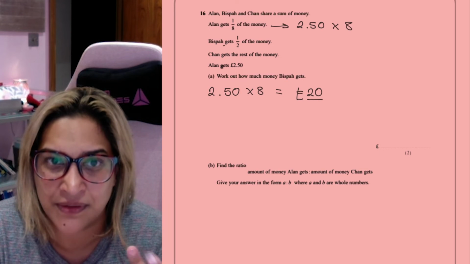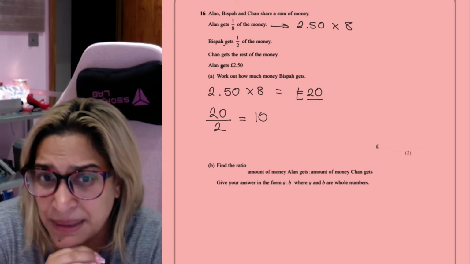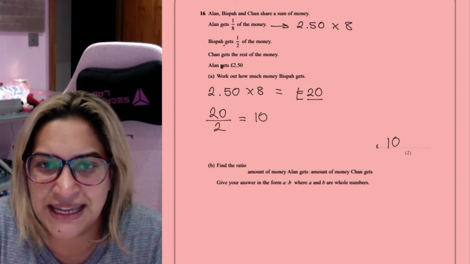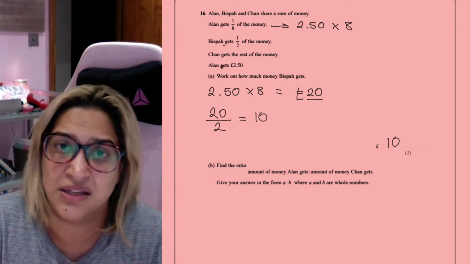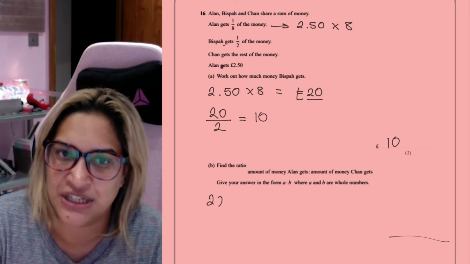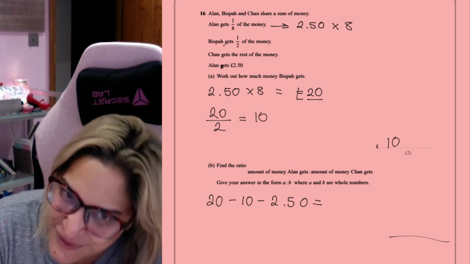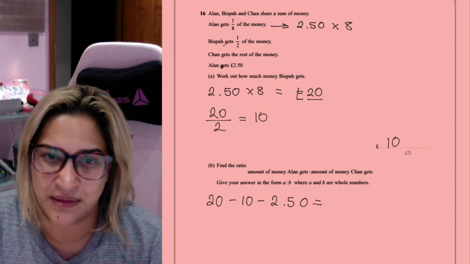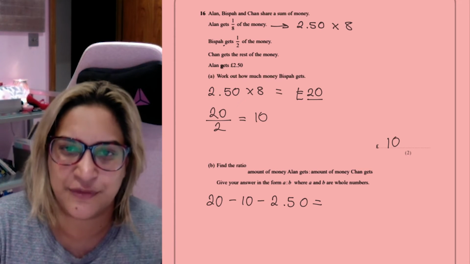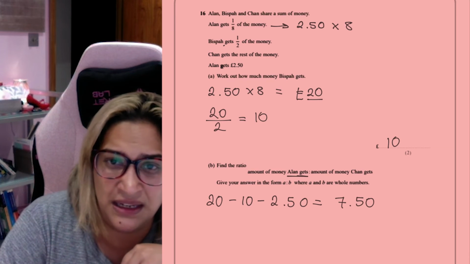So the total money they all share, because we know Alan's amount, we can work out the entire amount, and we've got £20. Bispa gets half of it. Half of £20 is £10. And now we just want to write it as a ratio. First we need to work out how much Chen gets. So he gets 20 minus the 10 minus the £2.50. So he's left with £7.50.